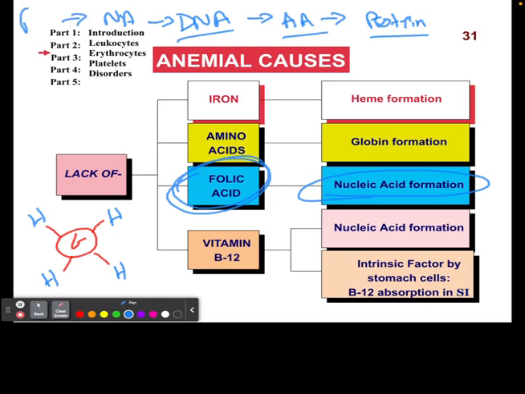So again, there's a lot going on here. I don't expect you guys to just remember all this off the top of your head. I'm just trying to show you the chain of events that are needed to take care of this. Another thing that's going to have to do with nucleic acid formations is vitamin B12. Vitamin B12 is very important as well for those nucleic acids. So if you're lacking vitamin B12, you may consequently have issues with your ability to transport oxygen and become anemic.